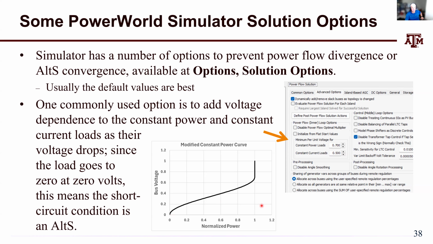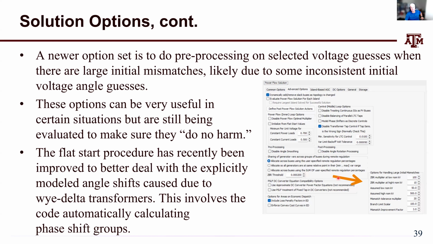So that's one option. Another option that we are just exploring is when you make a bad initial guess, a lot of times you get high mismatches associated with that initial guess.